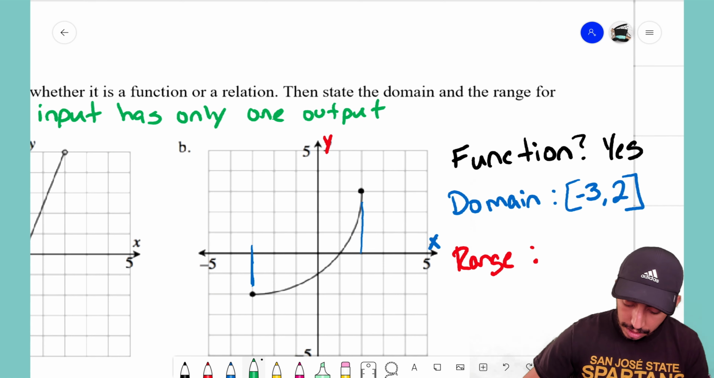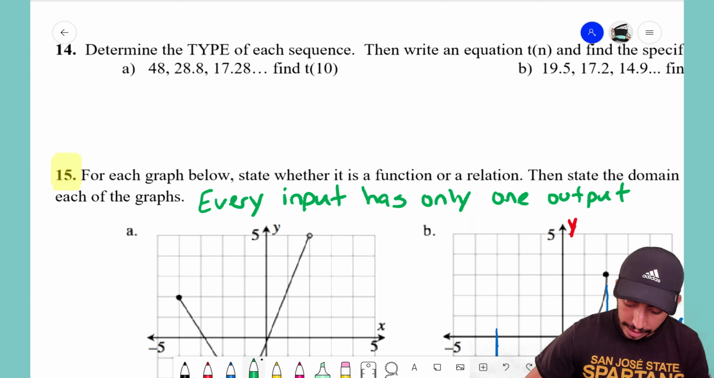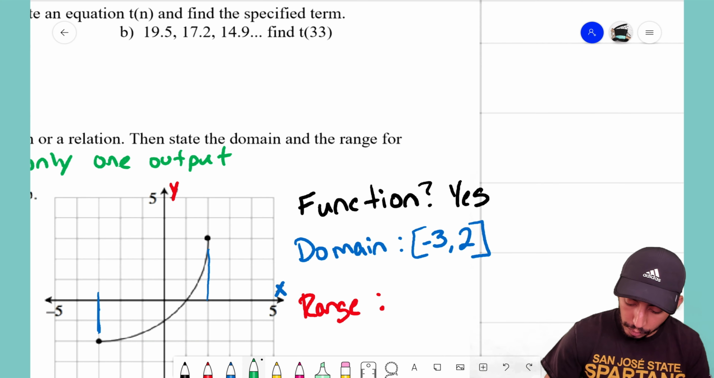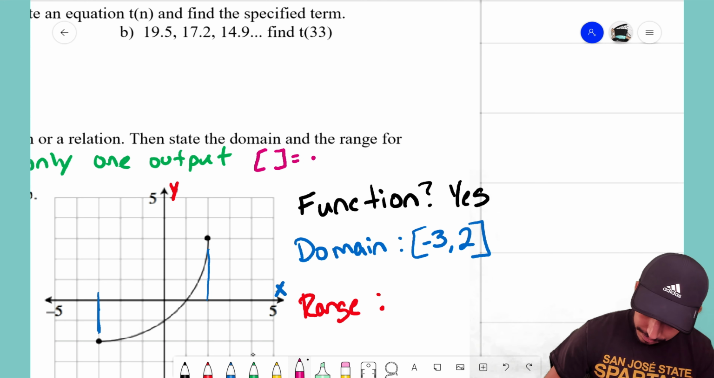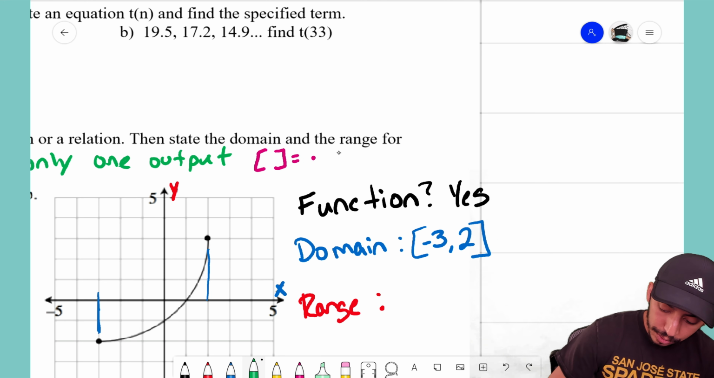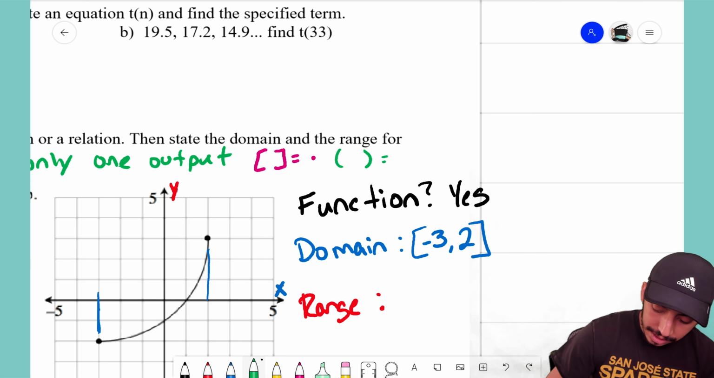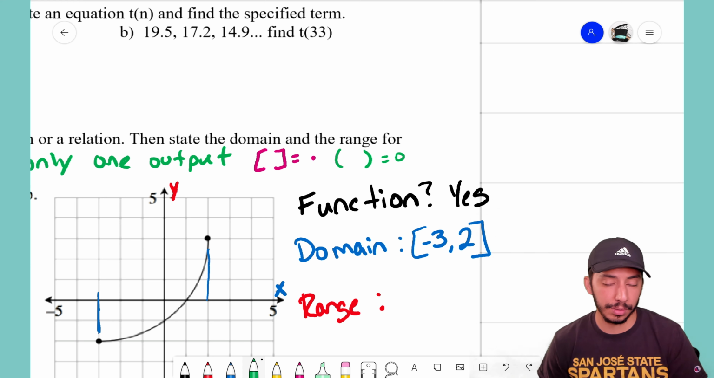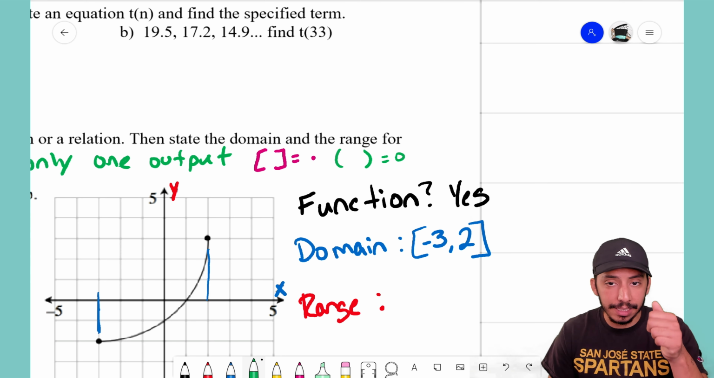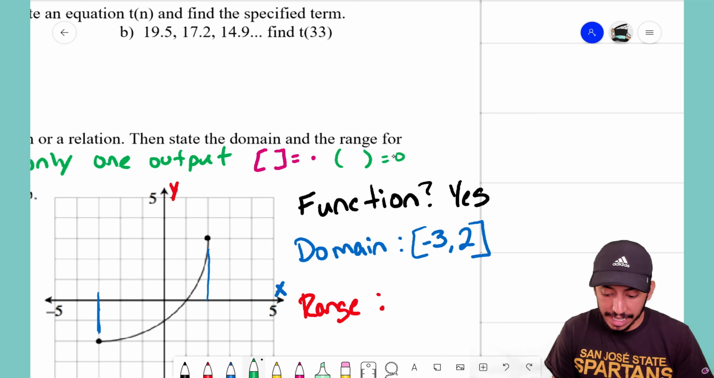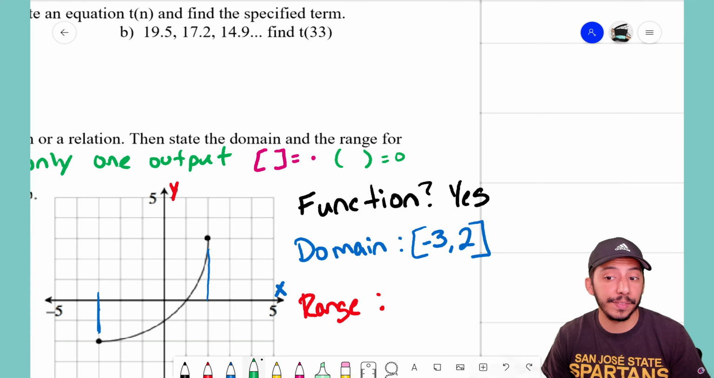Let's see. This was problem 15. Maybe we'll write that. I'm running out of room here. I'll write it right here. So remember that we use brackets. Go ahead and write this down. When you have a dot, we use brackets, and we use parentheses when it's an open circle. So these were filled in dots, so we use our brackets. If it's open, we have to use parentheses.